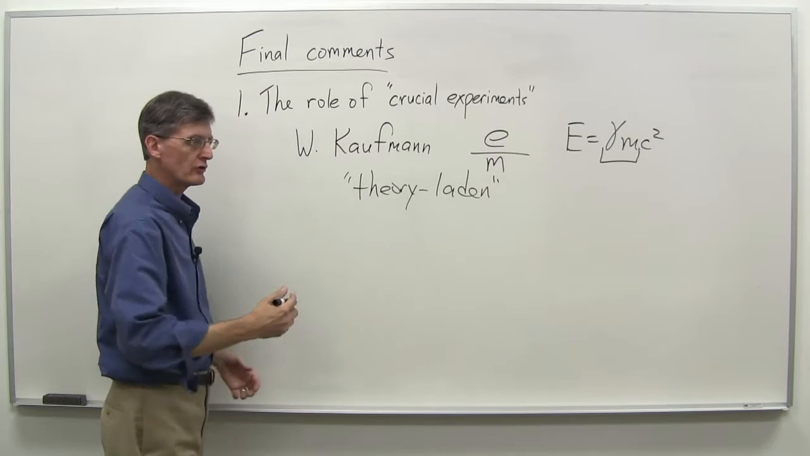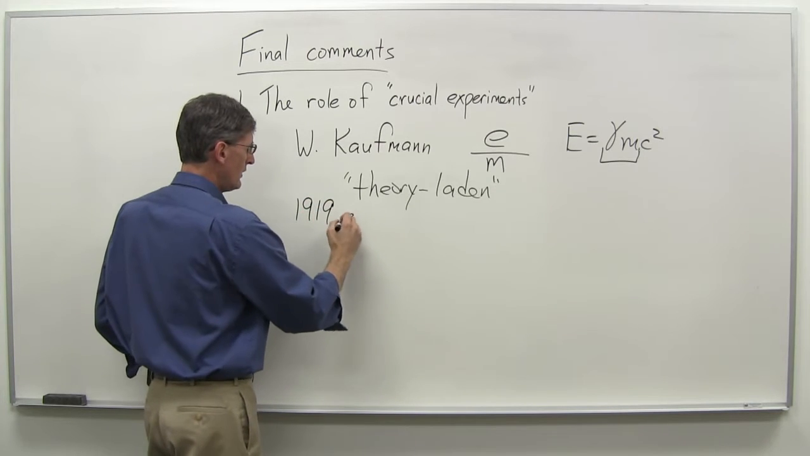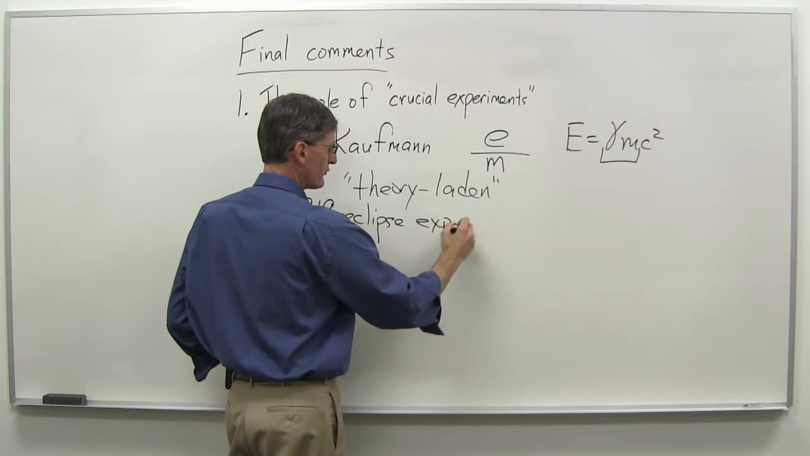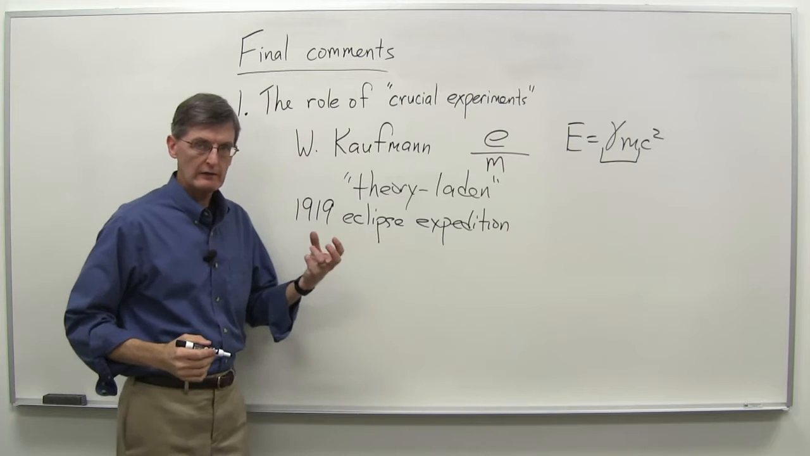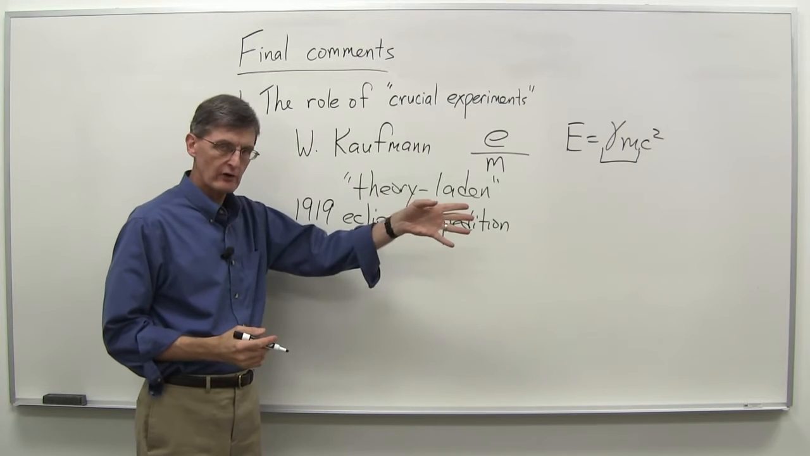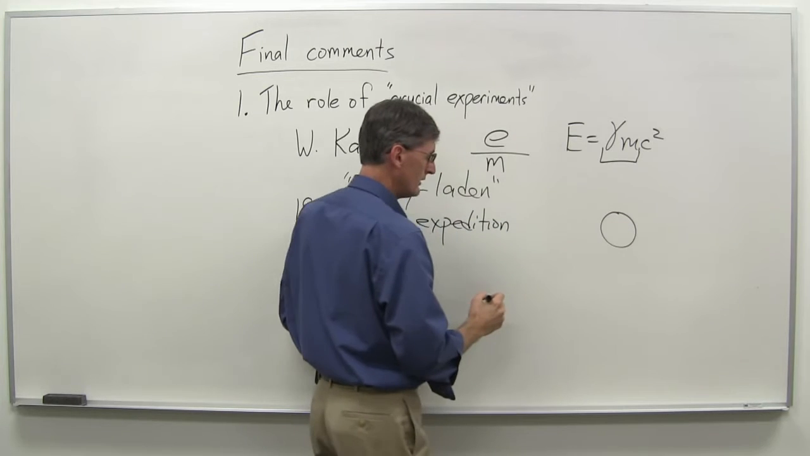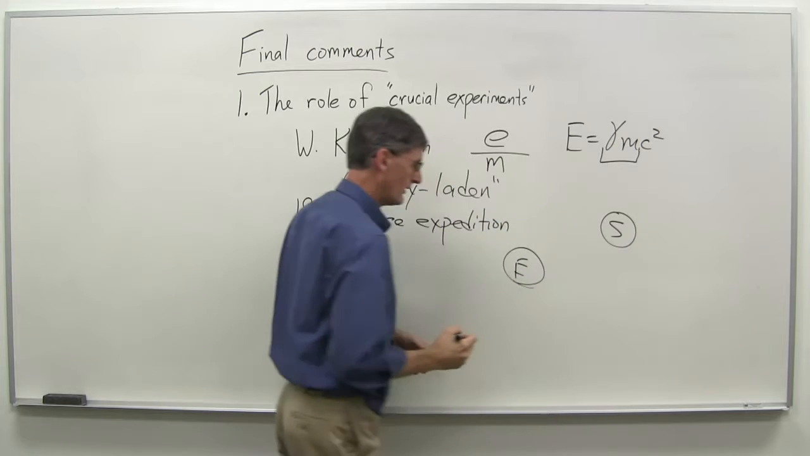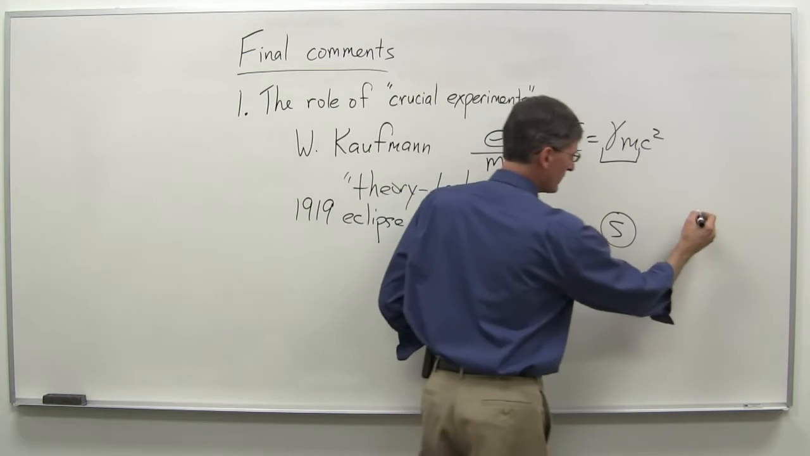Another example of a crucial experiment we've mentioned before would be the 1919 eclipse expedition results. This was to test the idea that starlight actually bent going around the sun. So again, the idea is something like this. If this is the sun here, and here's Earth, obviously not to scale, and you have some stars over here, okay?